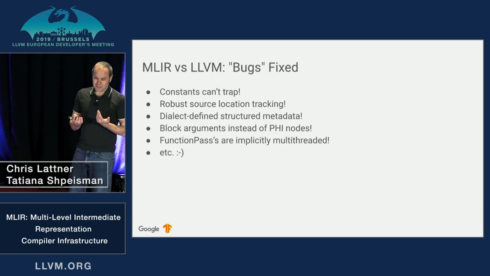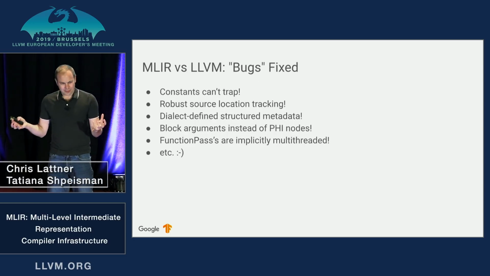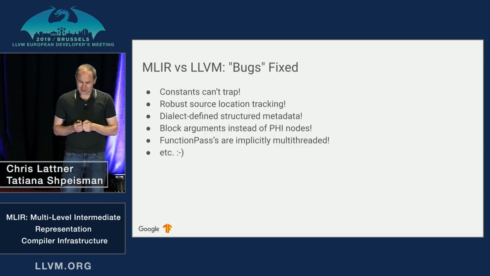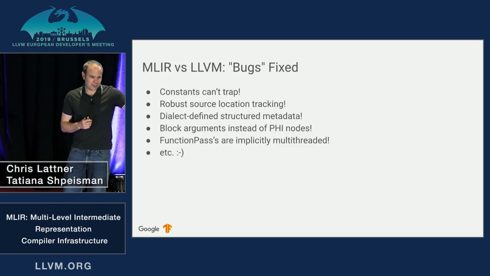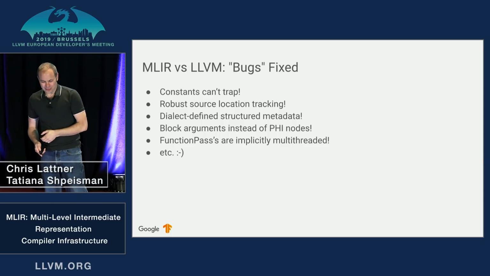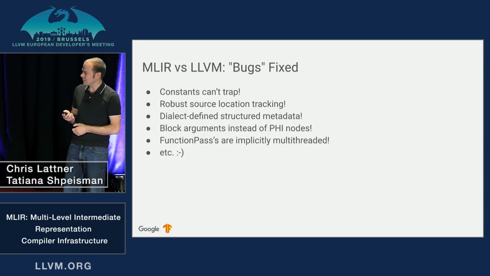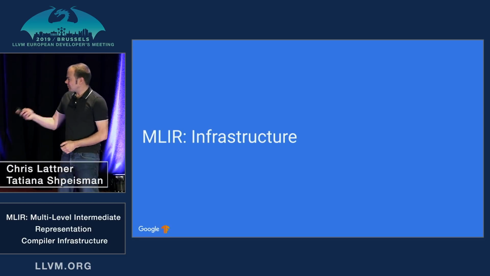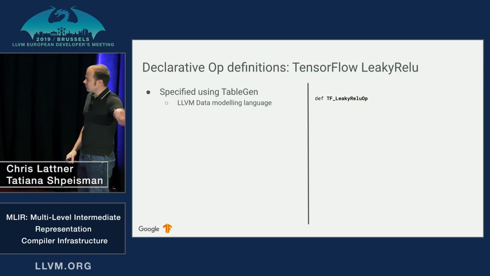So one of the other things is that we pulled a lot of the great things of LLVM forward. We also fixed a lot of the bugs. We're not going to go into all this, but for example, the pass manager is obviously multi-threaded, right? Running a compiler on one core is not sensible in today's world. So let's talk about the infrastructure. We'll dive into how this actually plugs together.